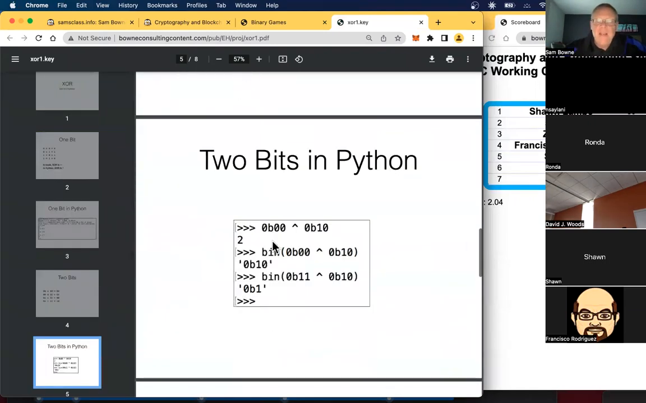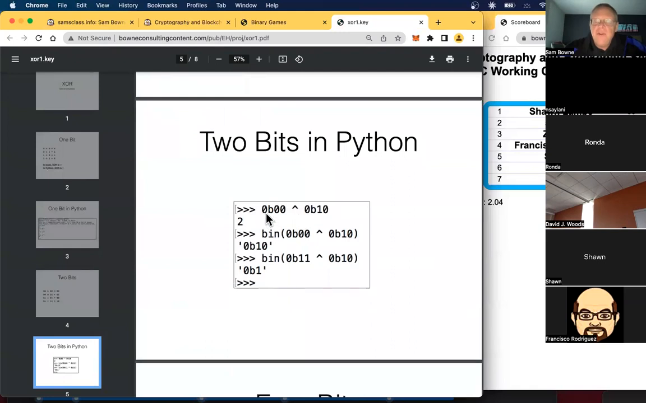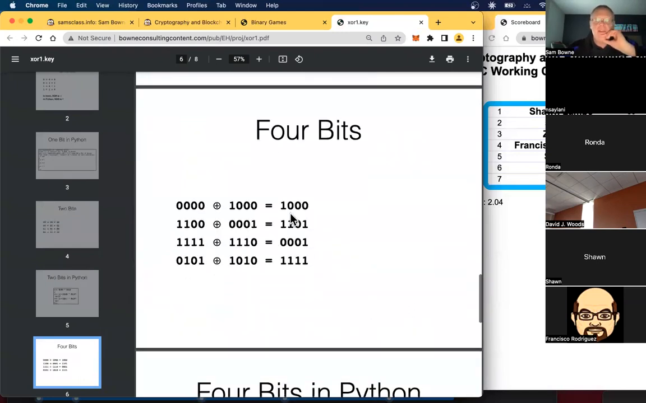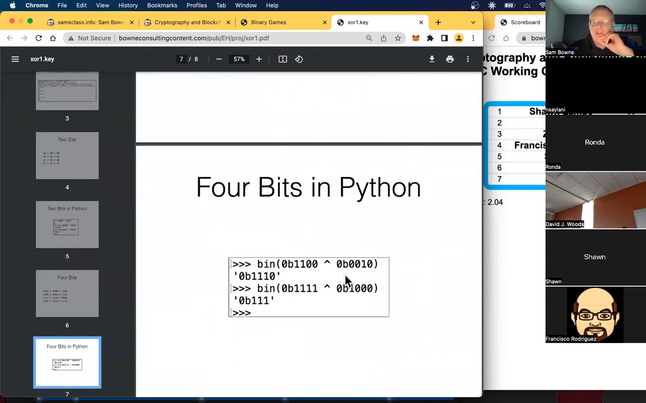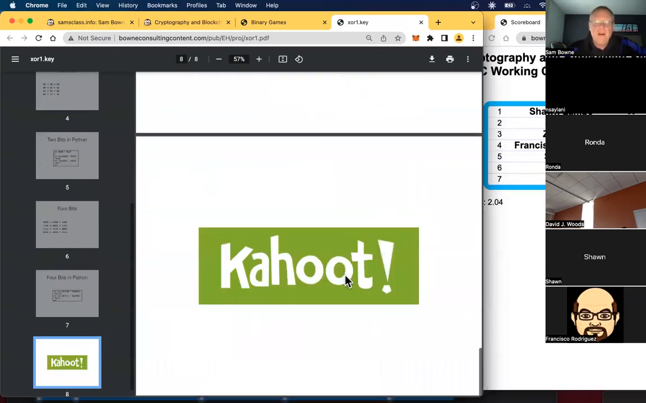And you can do that in Python. If you use 0b before a number, that's a binary number, and you're listing bits here. And you can do 4 bits in Python the same way. All right. And so there are some challenges to solve there.